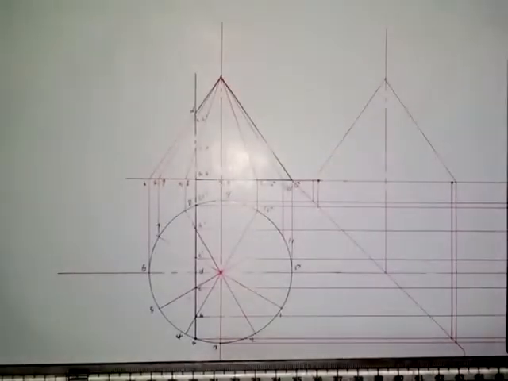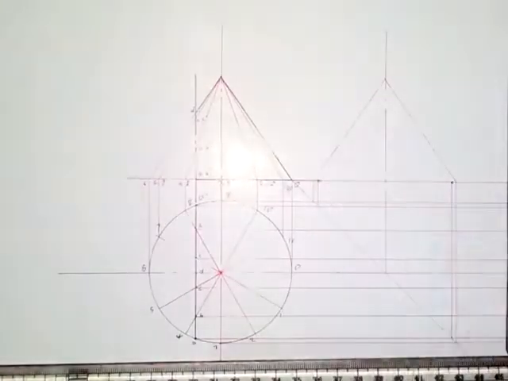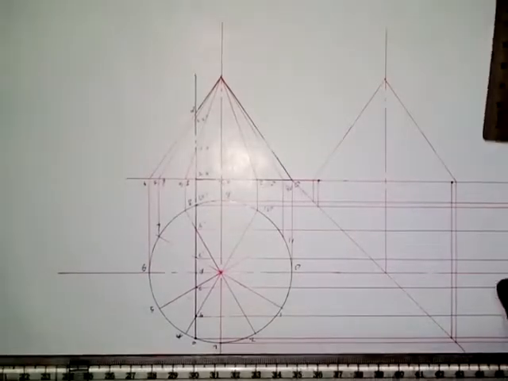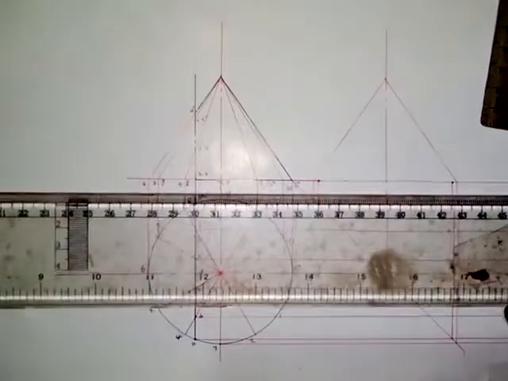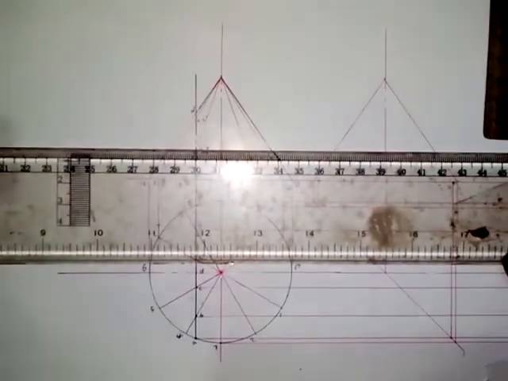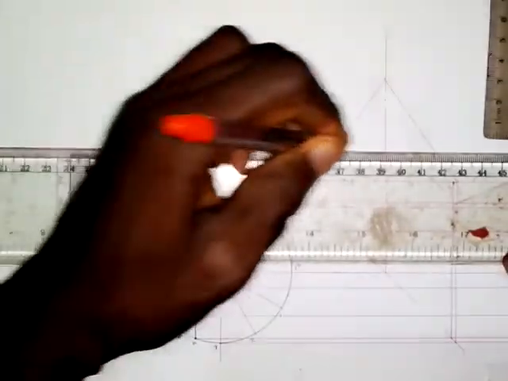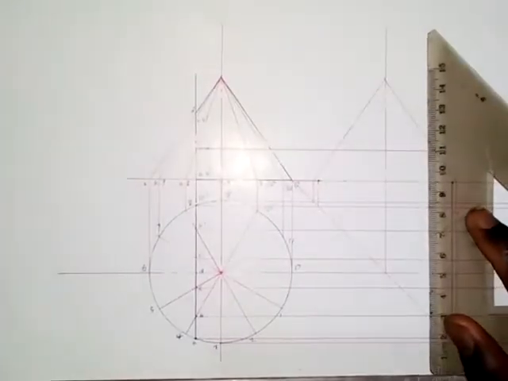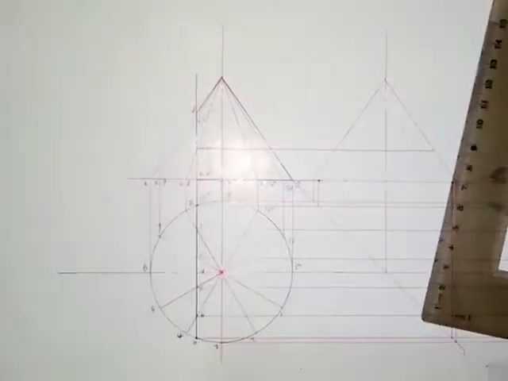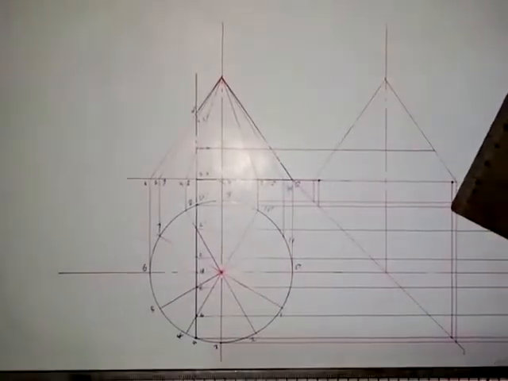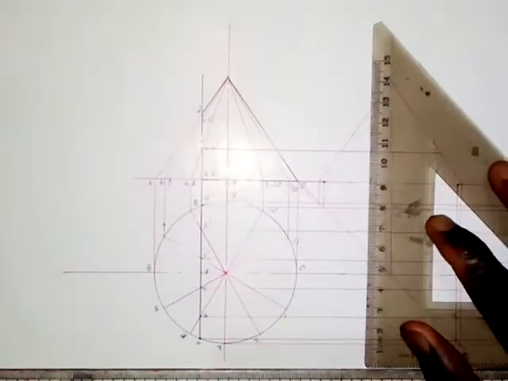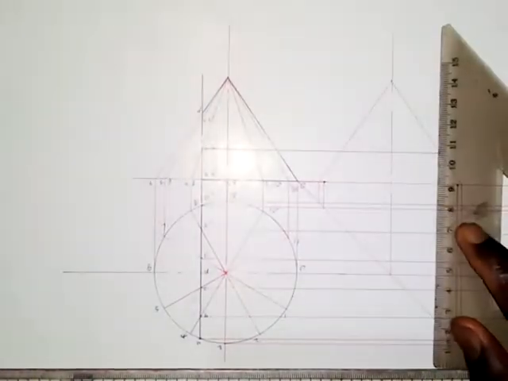Now we have located point A and A prime. The next is for us to locate point B. Before I draw that, I will draw a horizontal line from this point B prime here. So it goes like this. Now I will take my set square. I'm going to draw a vertical line from point B here.